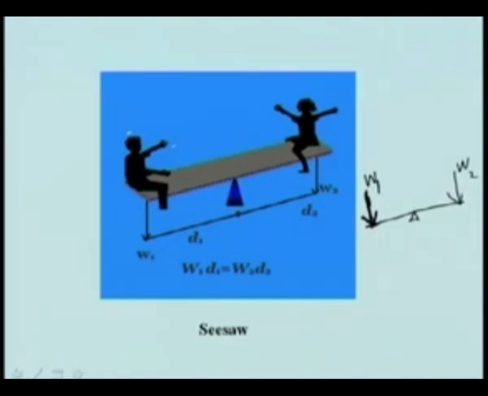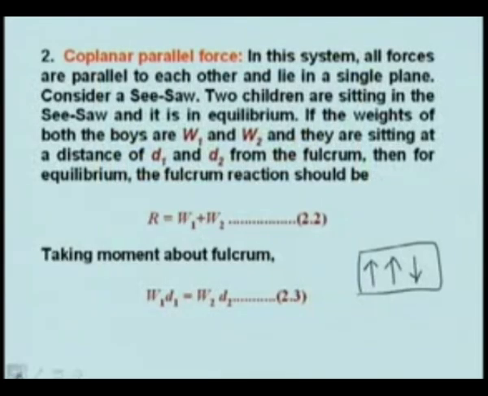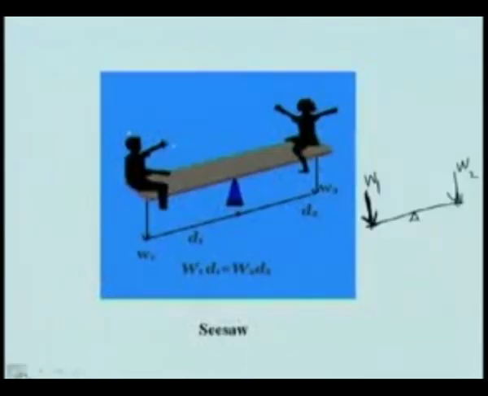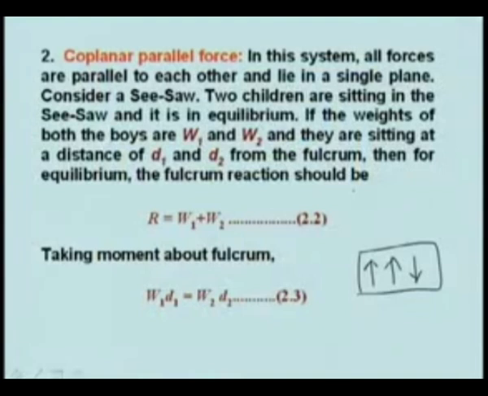These two forces are parallel, that means W1 and W2 are vertical, therefore the reaction should also be vertical. So, this system is coplanar parallel forces. Now, if the children with weights W1 and W2 are sitting at distances D1 and D2 from the fulcrum, then for equilibrium the fulcrum reaction R is equal to W1 plus W2. The magnitude of the reaction of the fulcrum will be R equal to W1 plus W2.